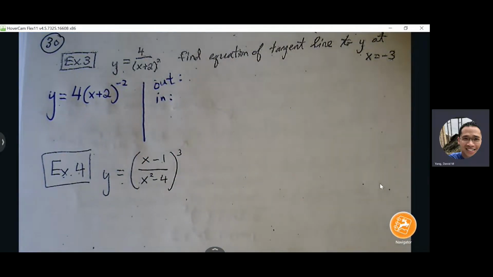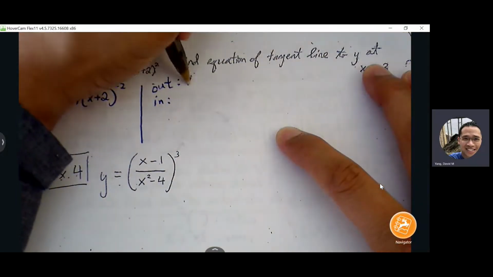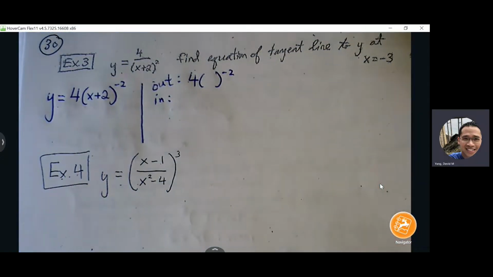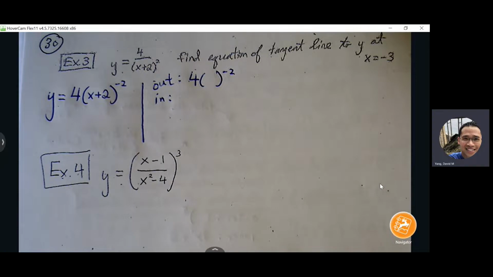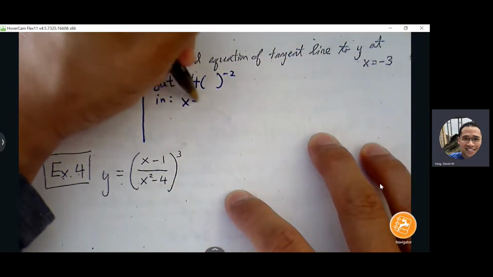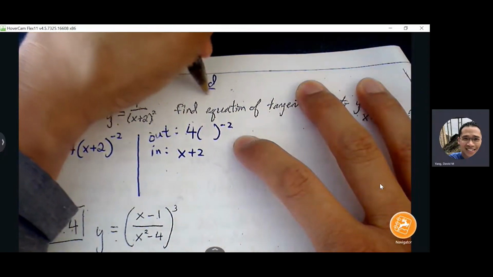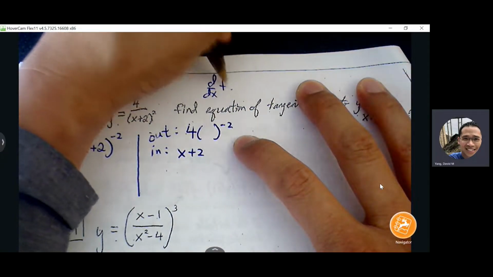Right, so what's the outside portion? It's the parentheses and everything outside the parentheses. So 4 parentheses to the -2. Okay, what's the inside portion? X plus 2. Okay. So we're going to go through chain rule. Let me write that up here so we can see it.